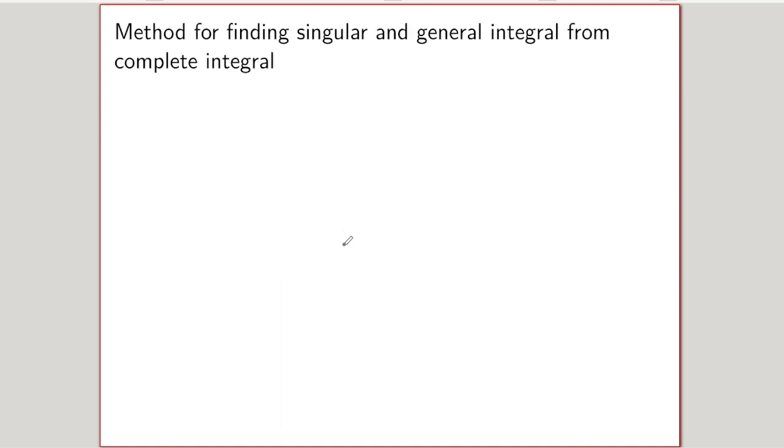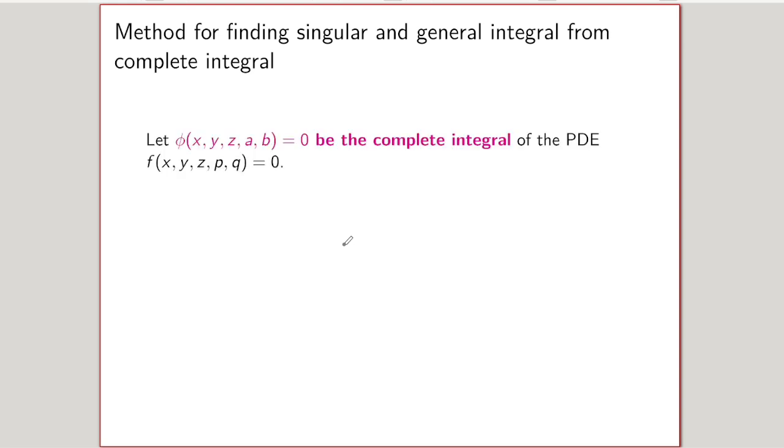So next, the method of finding singular and general integrals from complete integrals. Let us consider this function phi, dependent on x, y, z and arbitrary constants a, b, as the solution of the given PDE f of x, y, z, p, q equal to 0. From this complete integral, we are going to obtain the singular integral and general integral. As we have seen in the definition, obtaining the singular integral from the complete integral is nothing but eliminating these arbitrary constants a and b. Now, how to eliminate these arbitrary constants?